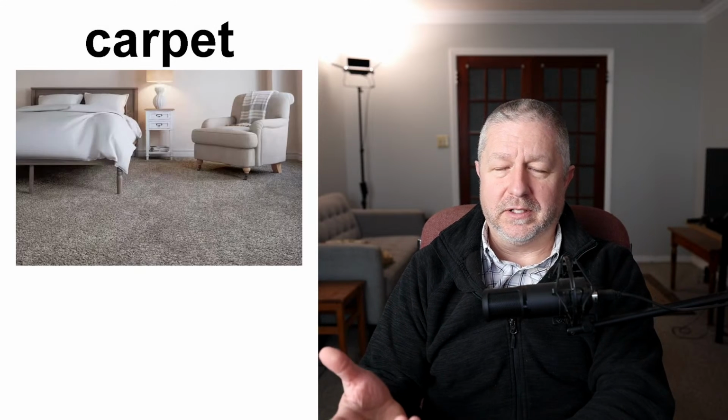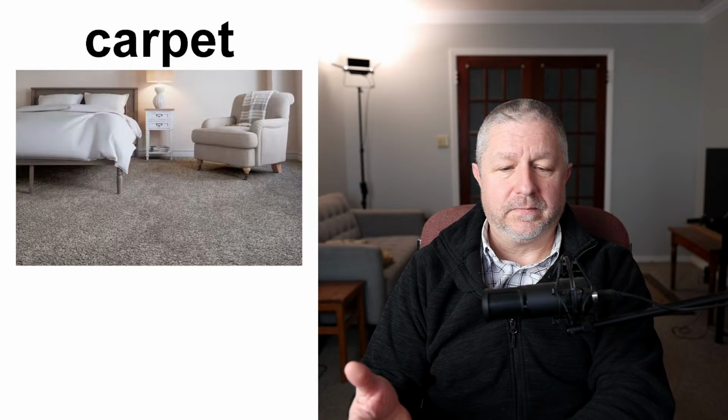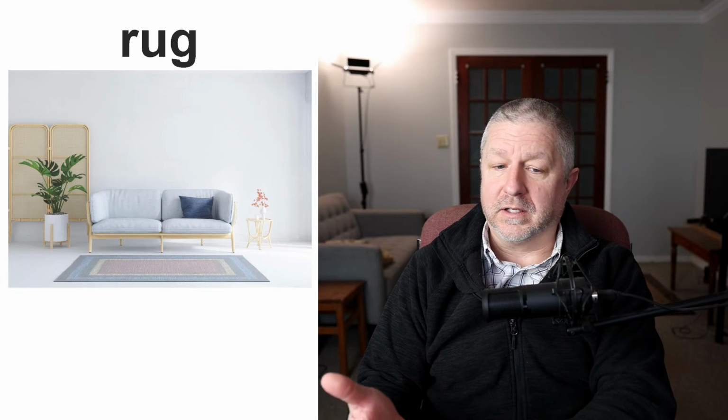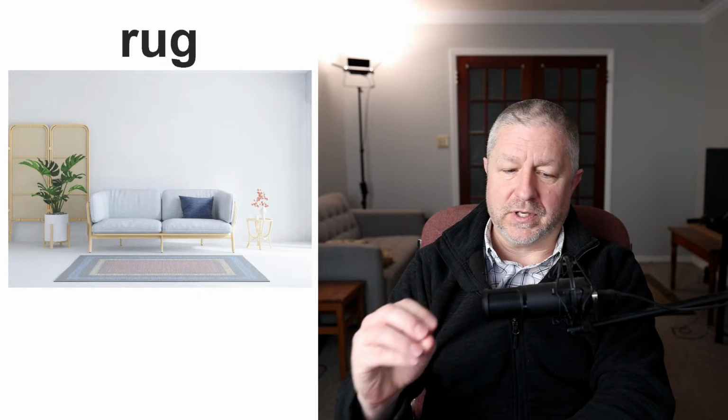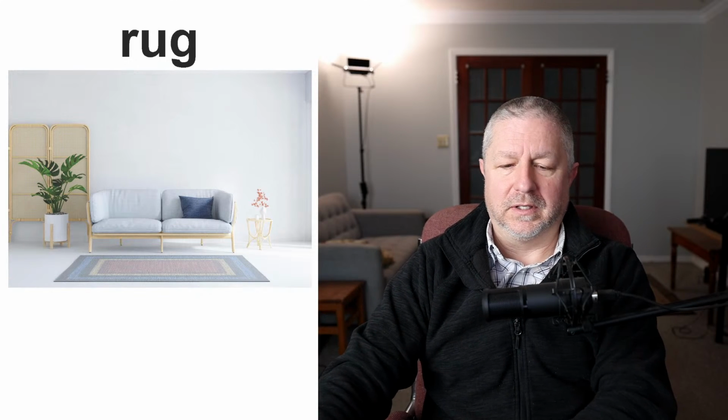A little difference in the phrasing too, right? This room is carpeted. This room has carpet. This room has a rug in front of the couch. Notice I have to use an article when talking about the rug.